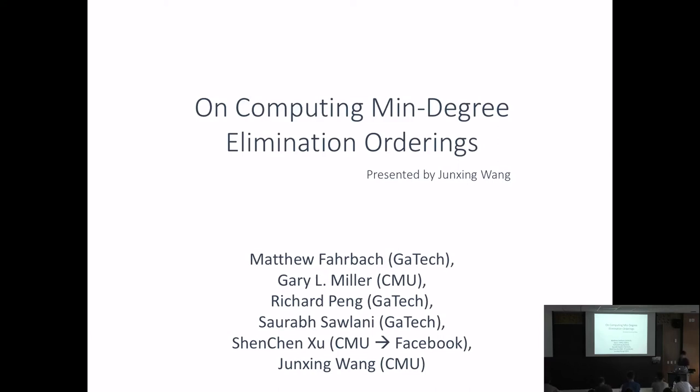This talk is about computing min-degree elimination orderings. This is joint work with Matthew Baha, Gary Miller, Richard Pan, Sharad Solani, Chen Chen Shi, and me.